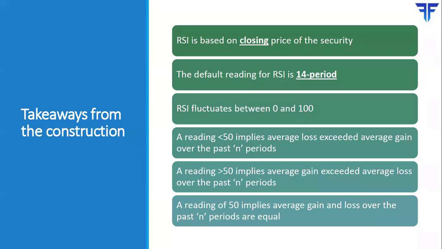Now let's come to the readings of RSI. Now, as I said, RSI fluctuates within a fixed band of 0 and 100, and 50 is the midpoint of the reading. 50 is the reading that divides the bullish zone from the bearish zone. You can think of it as a median or the midpoint.